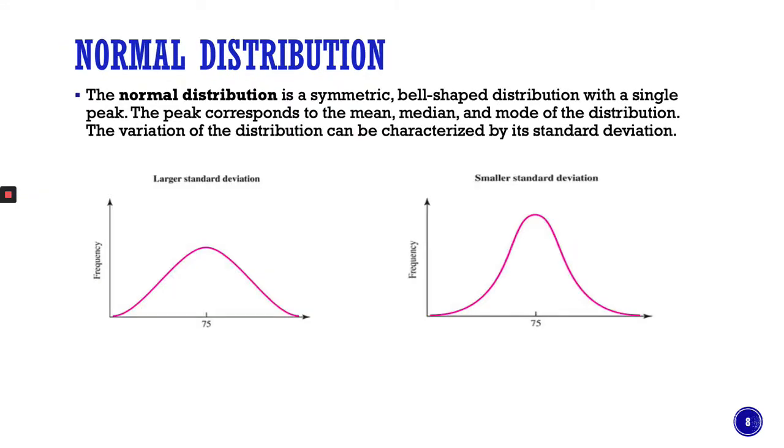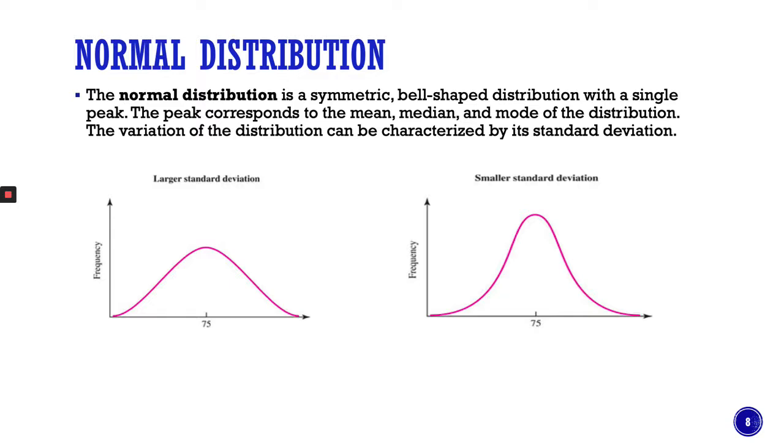So here we can see the two graphs. The normal distribution is a symmetric bell-shaped distribution with a single peak, and we can see that it's looking that way. The peak corresponds to the mean, median, and mode of the distribution.